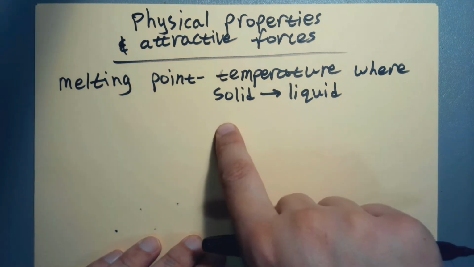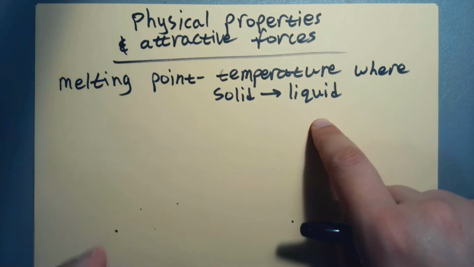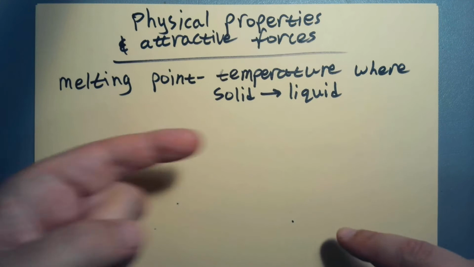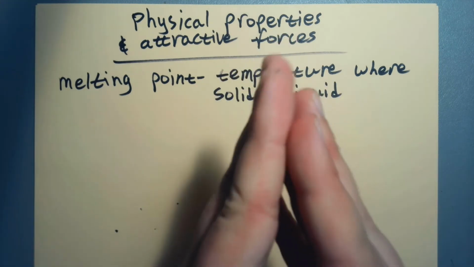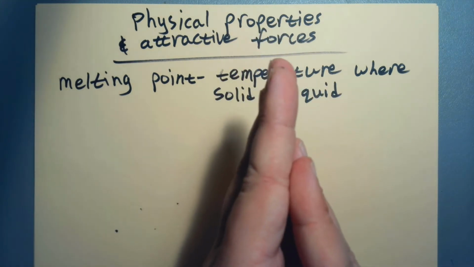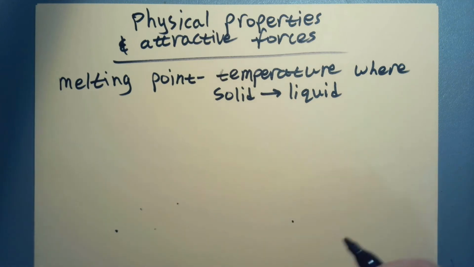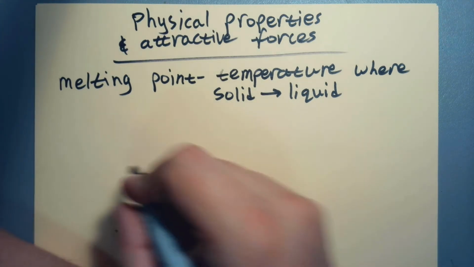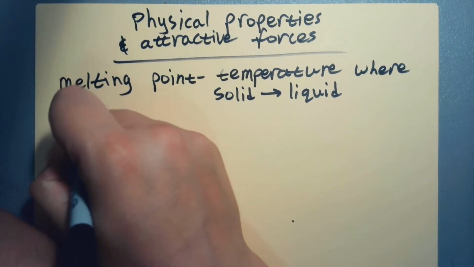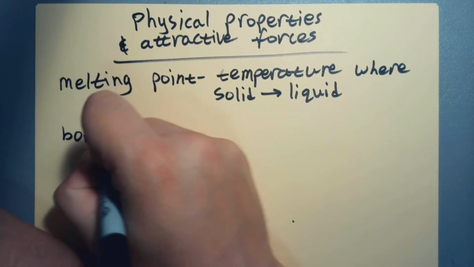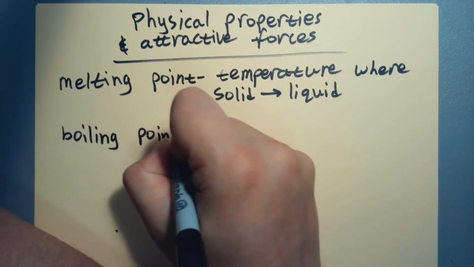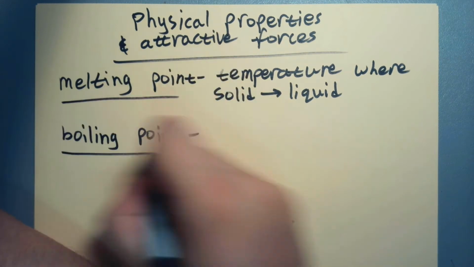So freezing point would be, oh, it's a liquid going to a solid. Well, it still occurs at the exact same temperature. It doesn't matter whether we're going forward or backward. The transition is at 0 degrees Celsius for water. So just a heads up on that. Now, boiling point is the other physical property we're going to talk about. Okay, so we got melting point, boiling point.